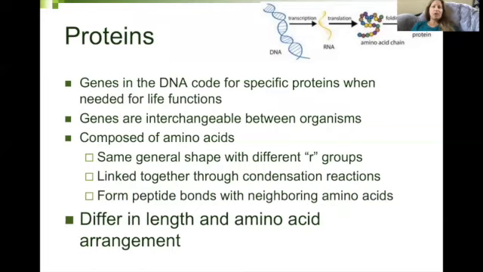They're composed of amino acids. Amino acids, there's 20 that are found in living organisms, and they all have the same general shape with different R groups. The R group is called a functional group. They're linked together through condensation reactions, and they form peptide bonds with neighboring amino acids. A peptide bond is a covalent bond that's found in proteins. Proteins differ in length and amino acid arrangement. That's what makes them different.